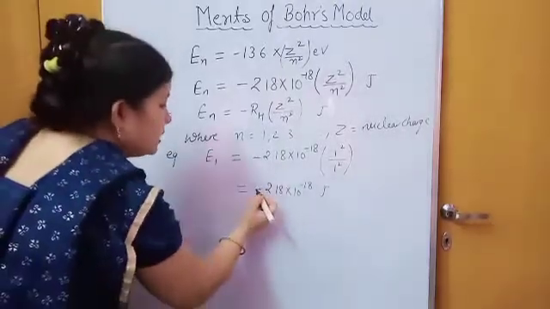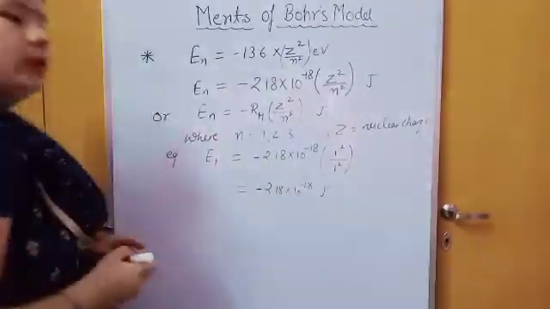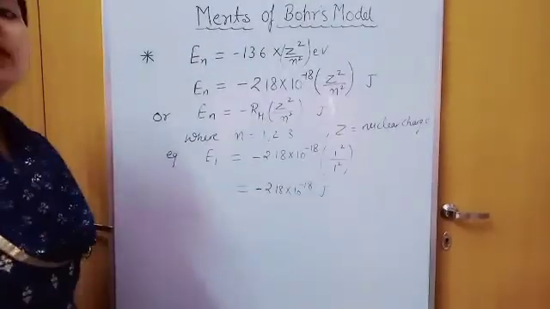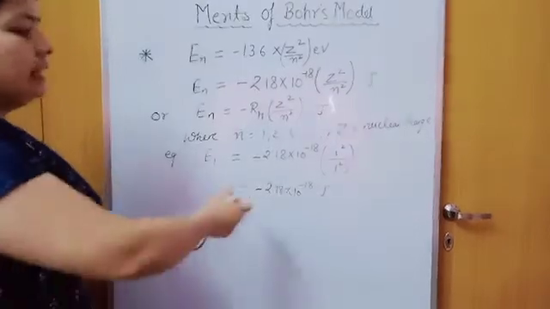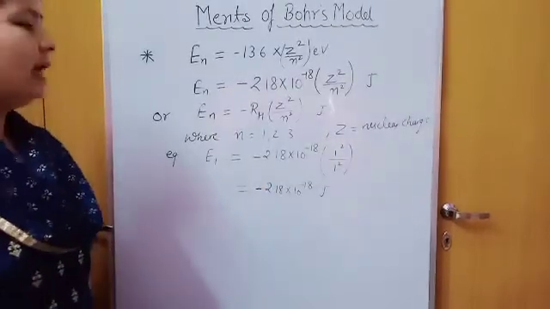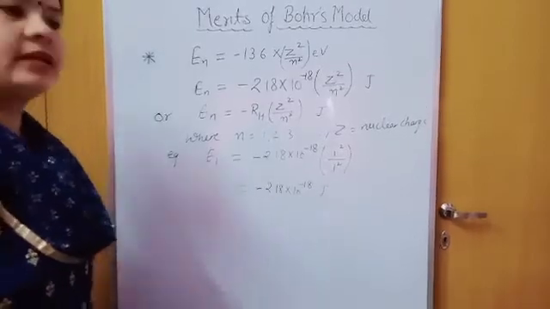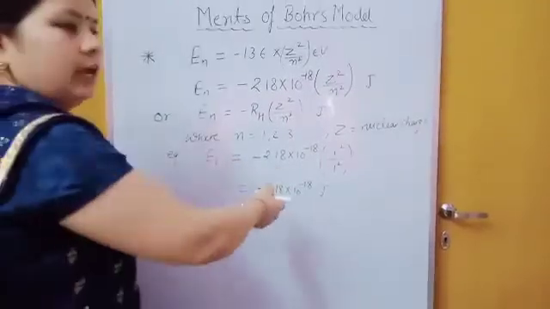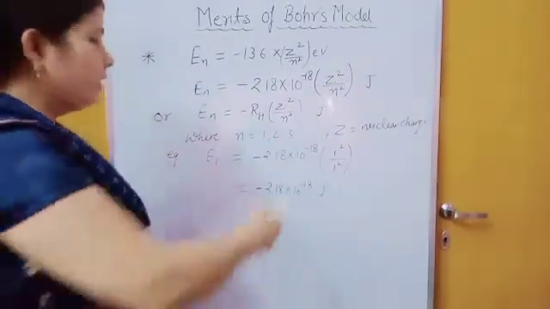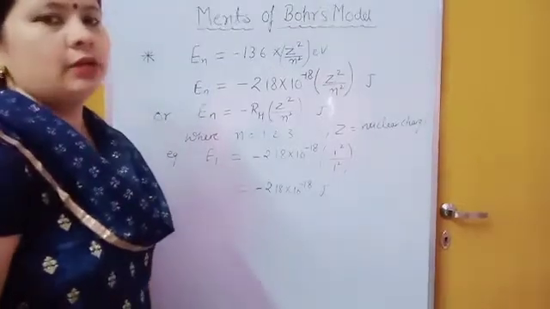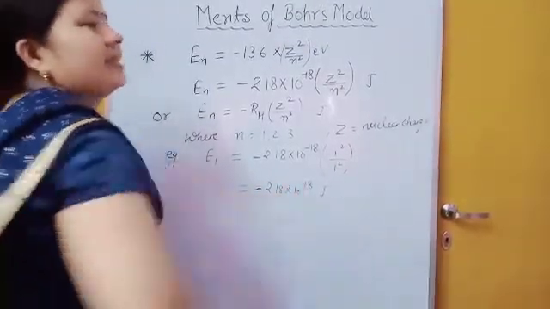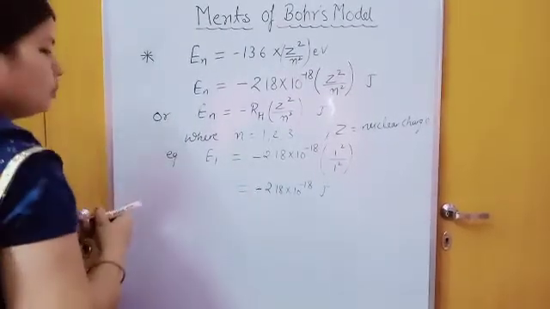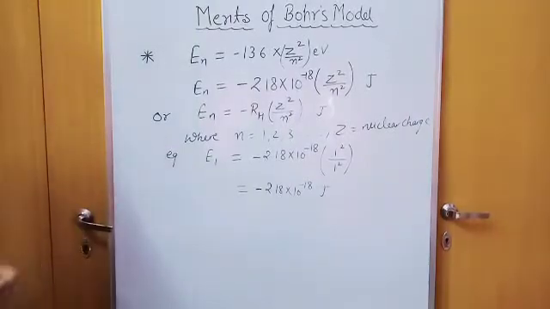Just see in this one, this negative sign is there. When you calculate this value, the energy for the first orbit, second orbit, that negative value is there. This negative sign indicates the stability of an atom. Why? Because when the negative sign is there, this shows that energy is required to remove the electron. That is, we will have to provide energy to remove the electron from its orbit. That's why this negative sign indicates stability.